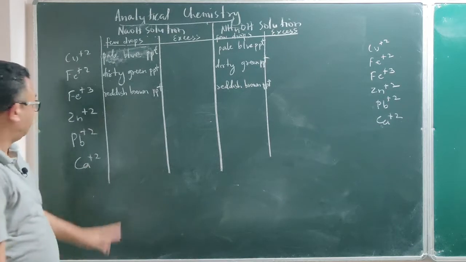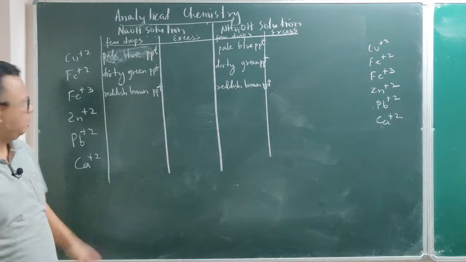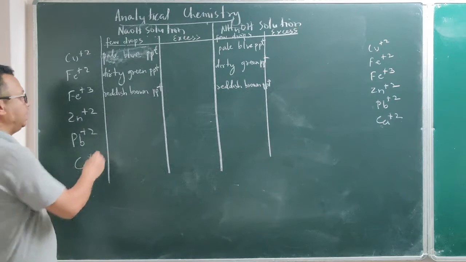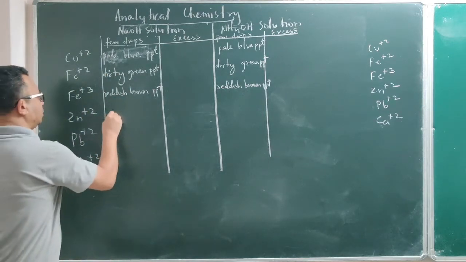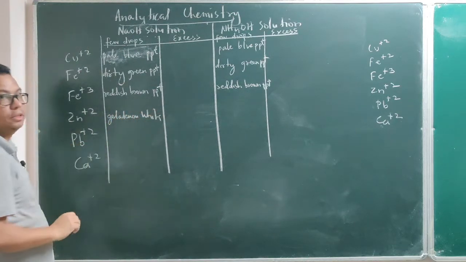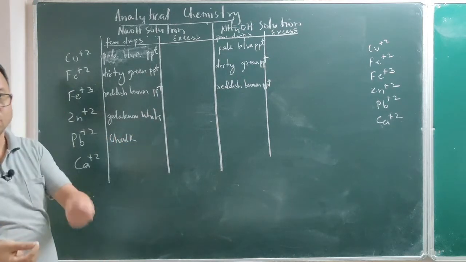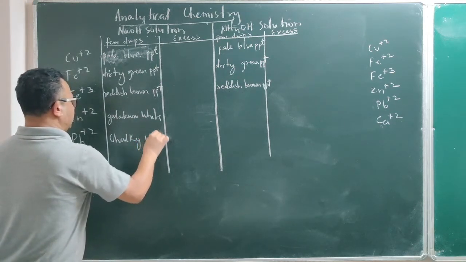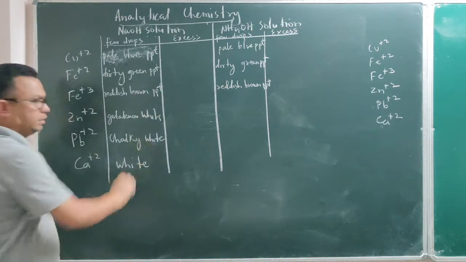Now if it is zinc or lead or calcium, the problem with these three is that all of them are the same color, white. But then also we distinguish them. Even though all of them are white, usually for zinc we call it gelatinous, like a gel, so it will be gelatinous white. This lead is what we usually call chalky, like a chalk, like how chalk powders are, almost that kind. So white precipitate. And for calcium we will simply write it as white.